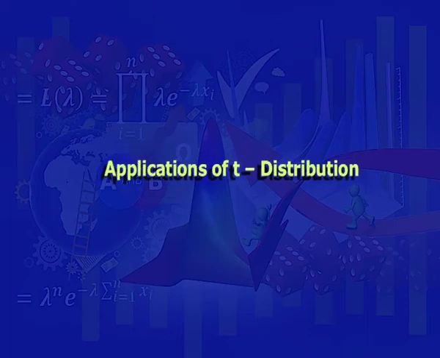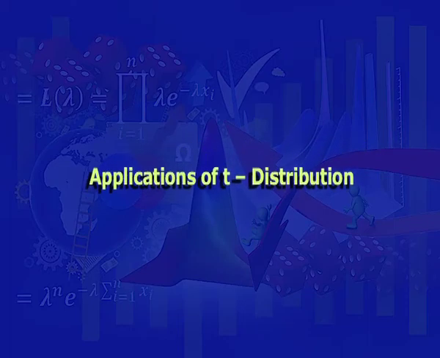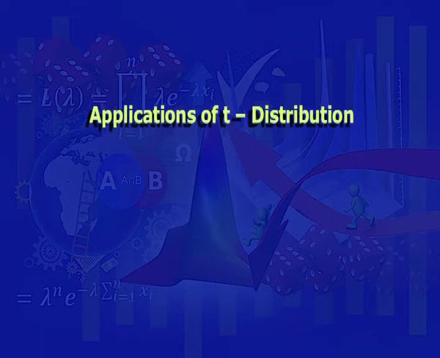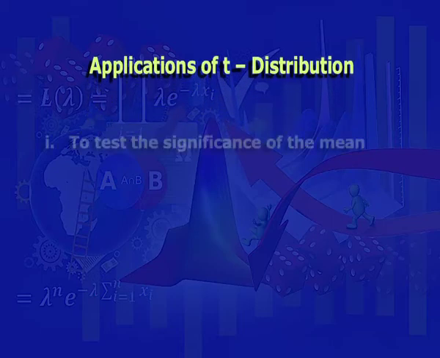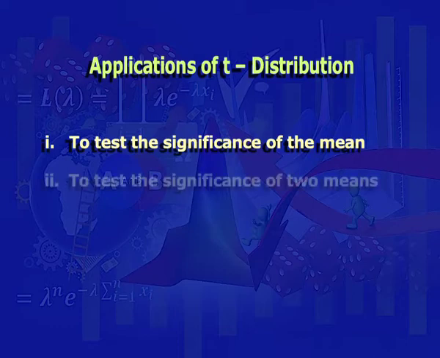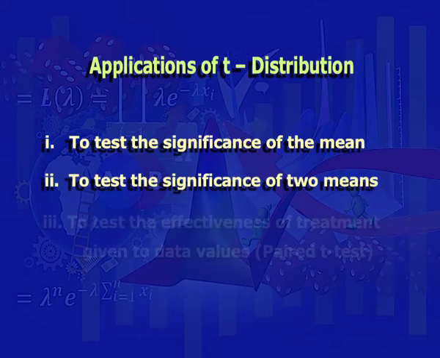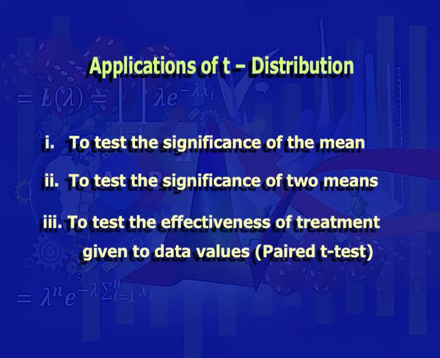Let us see applications of t distribution. Some important applications of t distribution are as under. Number 1, to test significance of the mean. Number 2, to test the significance of two means. Number 3, to test the effectiveness of treatment given to data values, that is paired t-test. Let us see the above applications by considering suitable illustrations.